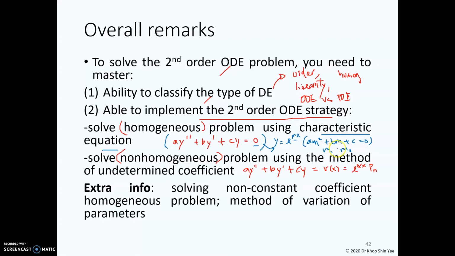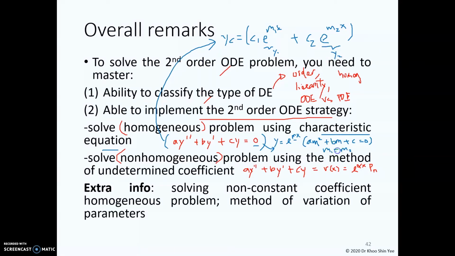If m1 is not equal to m2, then in this case, the complementary solution can be obtained in this format, which is c1 multiplied with exponential m1x plus c2 multiplied with exponential m2x. So you see a linear combination between the y1 solution and y2 solution.